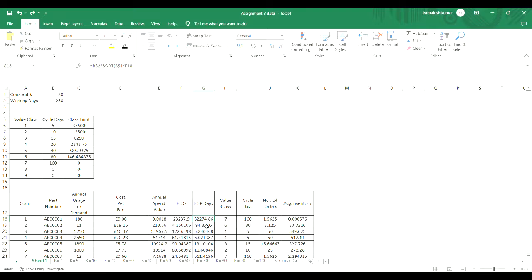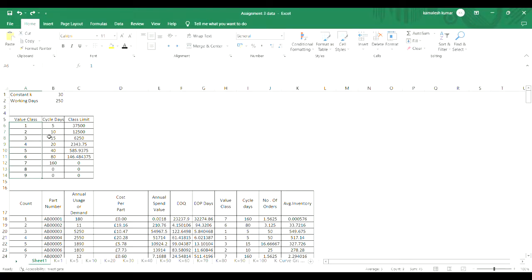Okay, so this is about the EOP days. Next, the important thing is the value class. This value class is nothing but what we will do: we have divided the parts into various classes. So here you can see class 1, class 2, class 3, 4, 5, 6, 7, 8, 9.